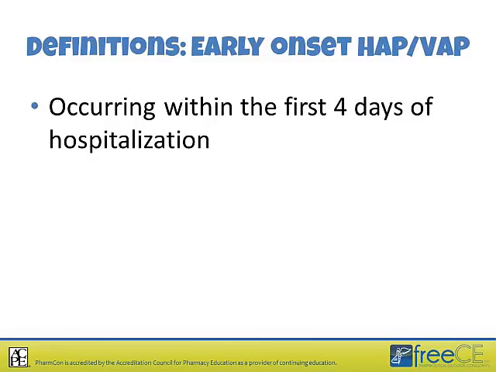And so if the infection occurs within the first 4 days of hospitalization, it's considered early onset HAP or VAP. Patients who develop their pneumonia after this 4-day window have a much higher risk of mortality associated with the infection, and they're much more likely to have a pneumonia that's caused by a multi-drug resistant pathogen. So in addition to the timing definitions we talked about on the previous slide, knowing whether it's early onset or late onset also is going to help you in terms of determining how important some specific multi-drug resistant coverage is going to be for your patient.